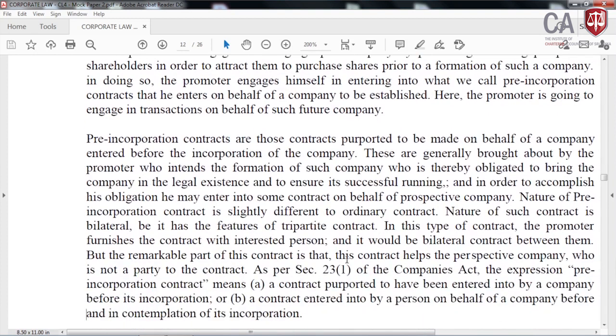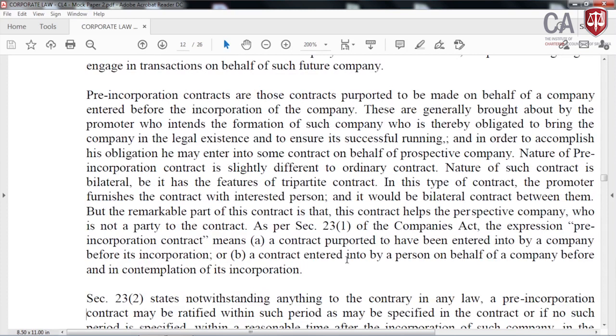Therefore, pre-incorporation contracts are those contracts purported to be made on behalf of a company, entered before the incorporation of the company. These are generally brought about by the promoter, who intends the formation of such company, who is thereby obligated to bring the company into legal existence and to ensure its successful running. And in order to accomplish his obligation, he may enter into some contract on behalf of the prospective company.